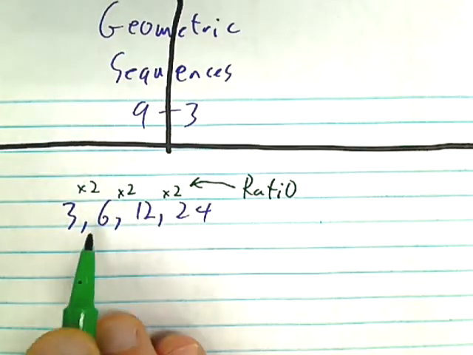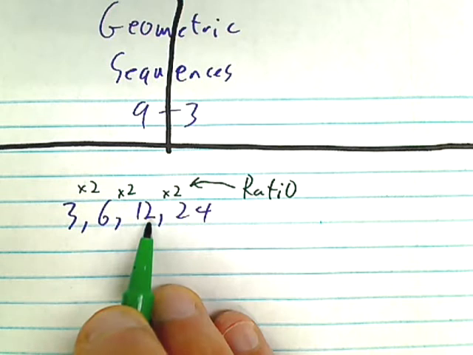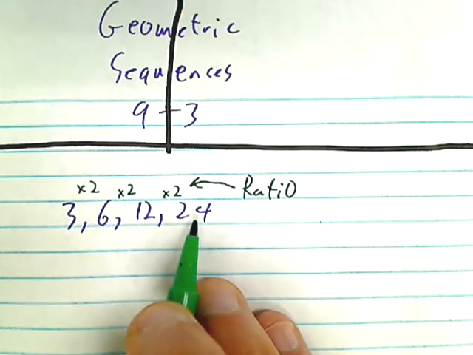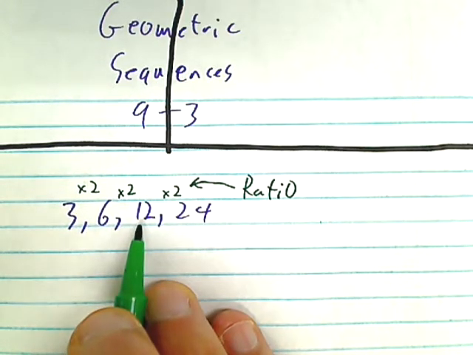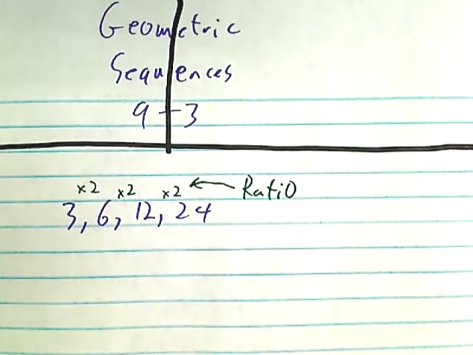If I divide the two numbers, 6 divided by 3 is 2. 12 divided by 6 is 2. 24 divided by 12 is 2. Okay? So each time I'm multiplying by 2. Let's look at a couple formulas.